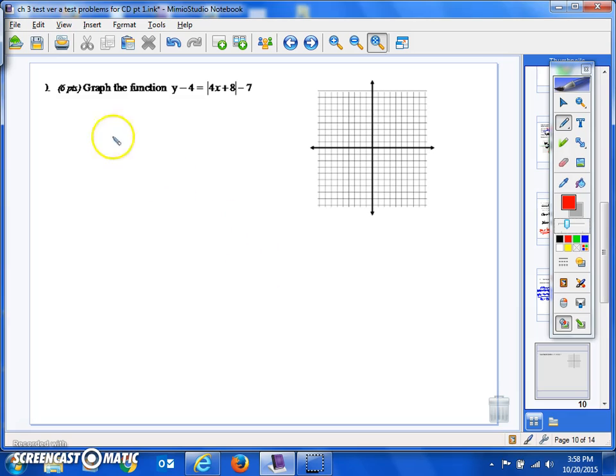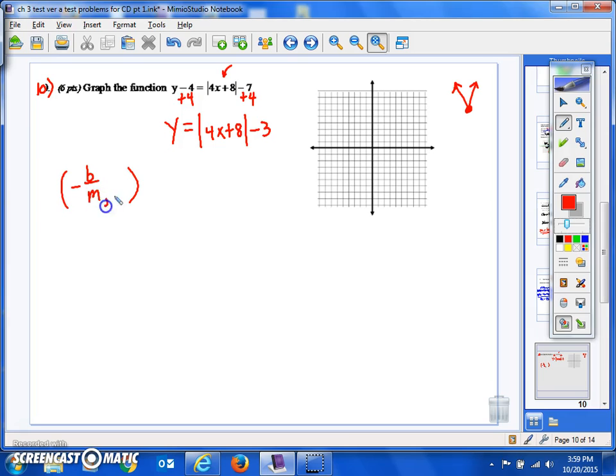Okay, moving right along. This is number 10, and we're supposed to graph this absolute value function. Remember, absolute value means it's going to produce a V shape, and we need to find the vertex, the point of the V. Here's how we do it. We solve for y first by adding 4 to both sides. So y is going to be the absolute value of 4x plus 8, minus 3. Our little formula for finding the vertex is the opposite of b over m, and c. That makes up the vertex.